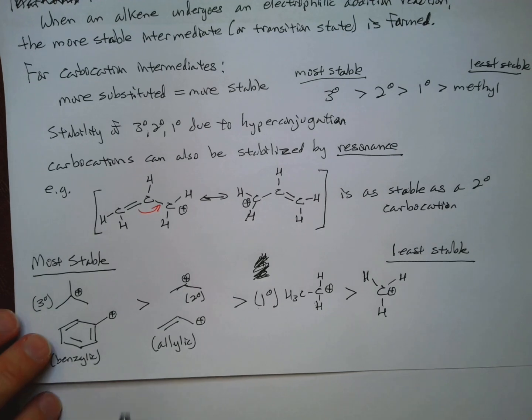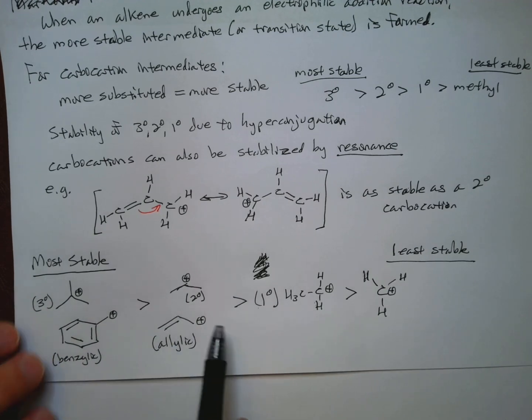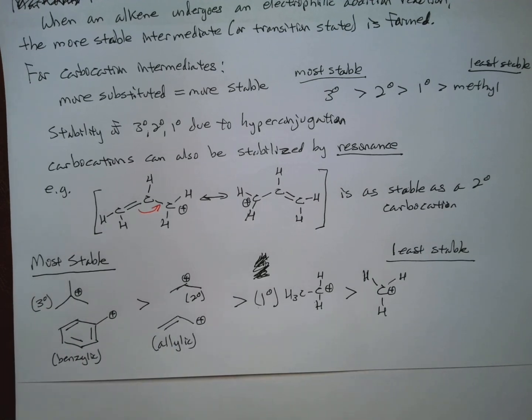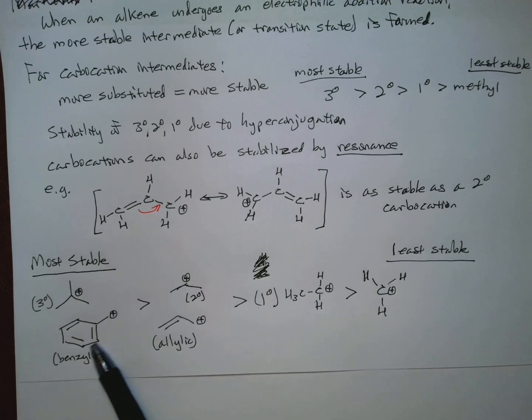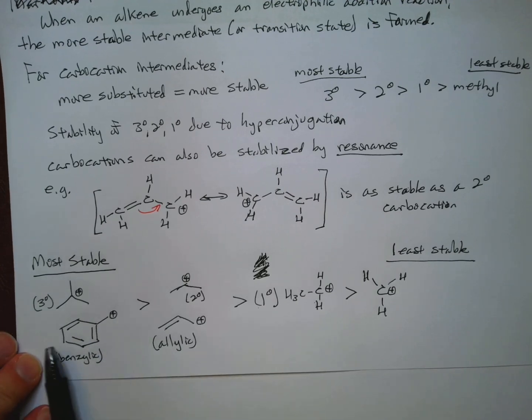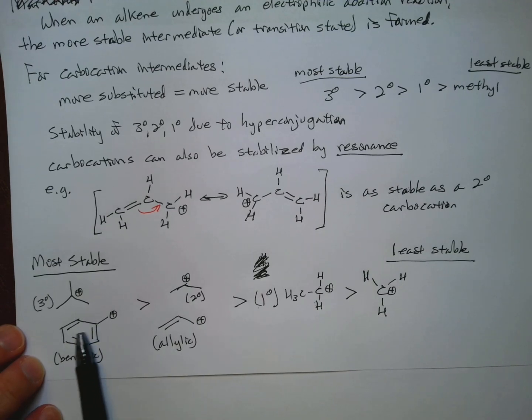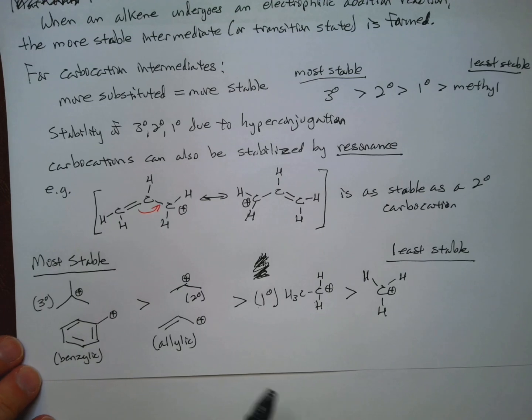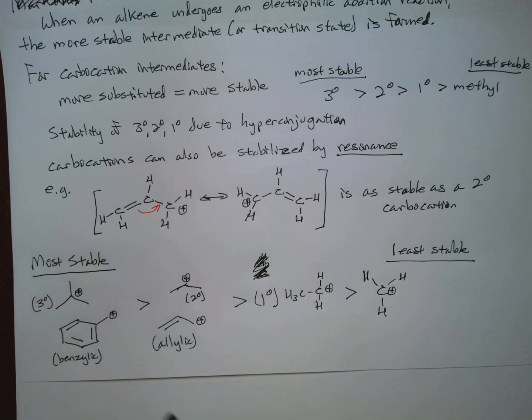The stability of the intermediate is important. For the reactions we're going to look at, a more stable intermediate means that the product resulting from that intermediate is going to be the major product, and a more stable intermediate will typically mean a faster reaction. We'll talk about why that is in the next video.